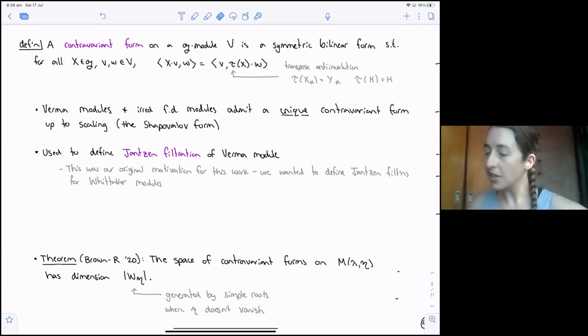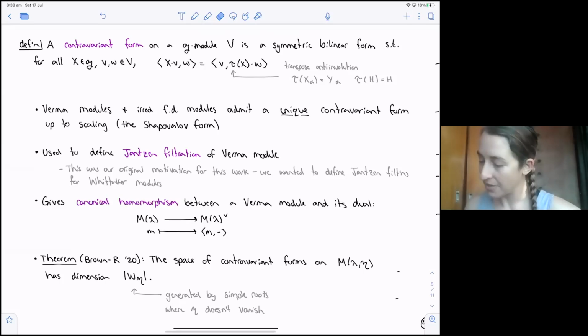Okay, so contravariant forms show up in this classical world of category O type representation theory in two main ways. One way is to define the Jantzen filtration, and another way is that they give us a canonical homomorphism between a Verma module and its dual.